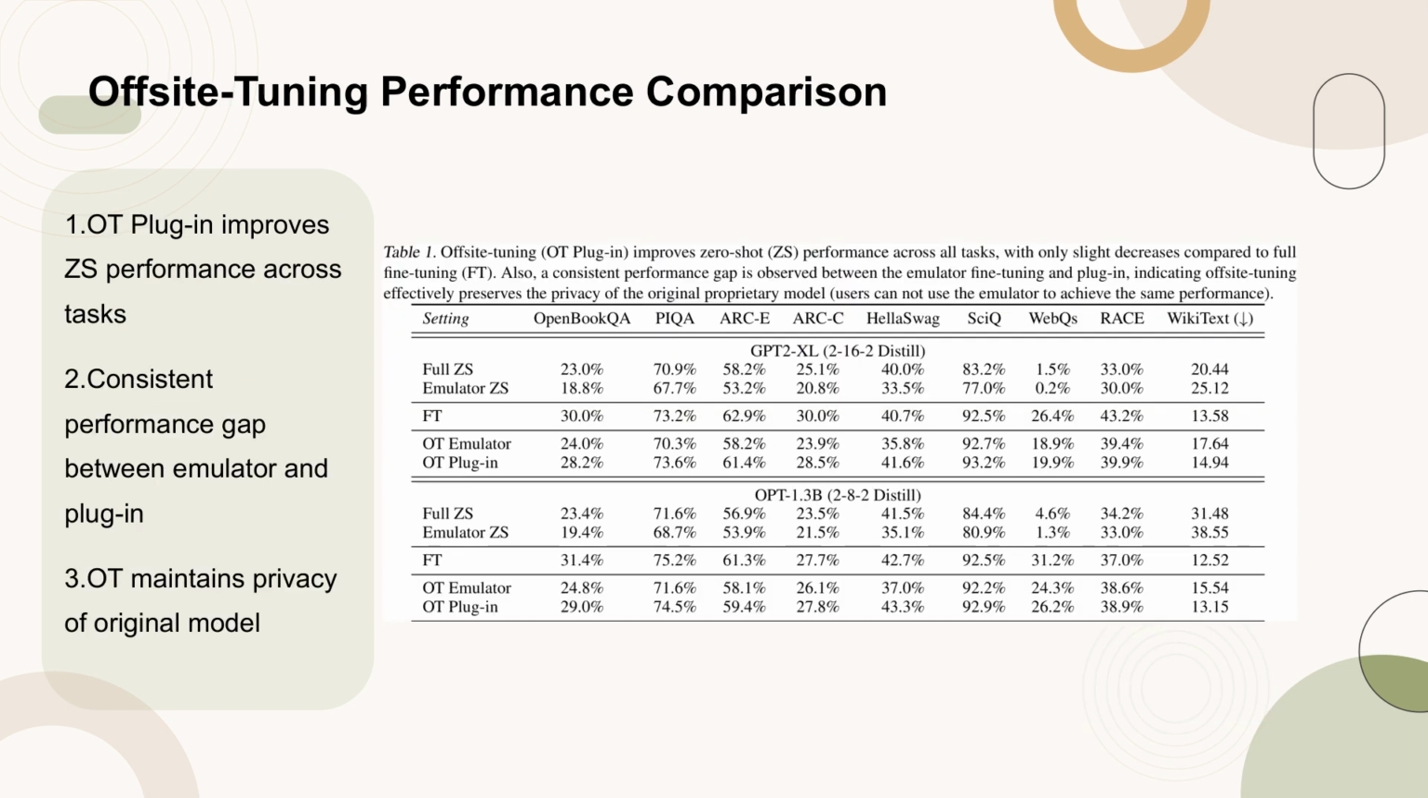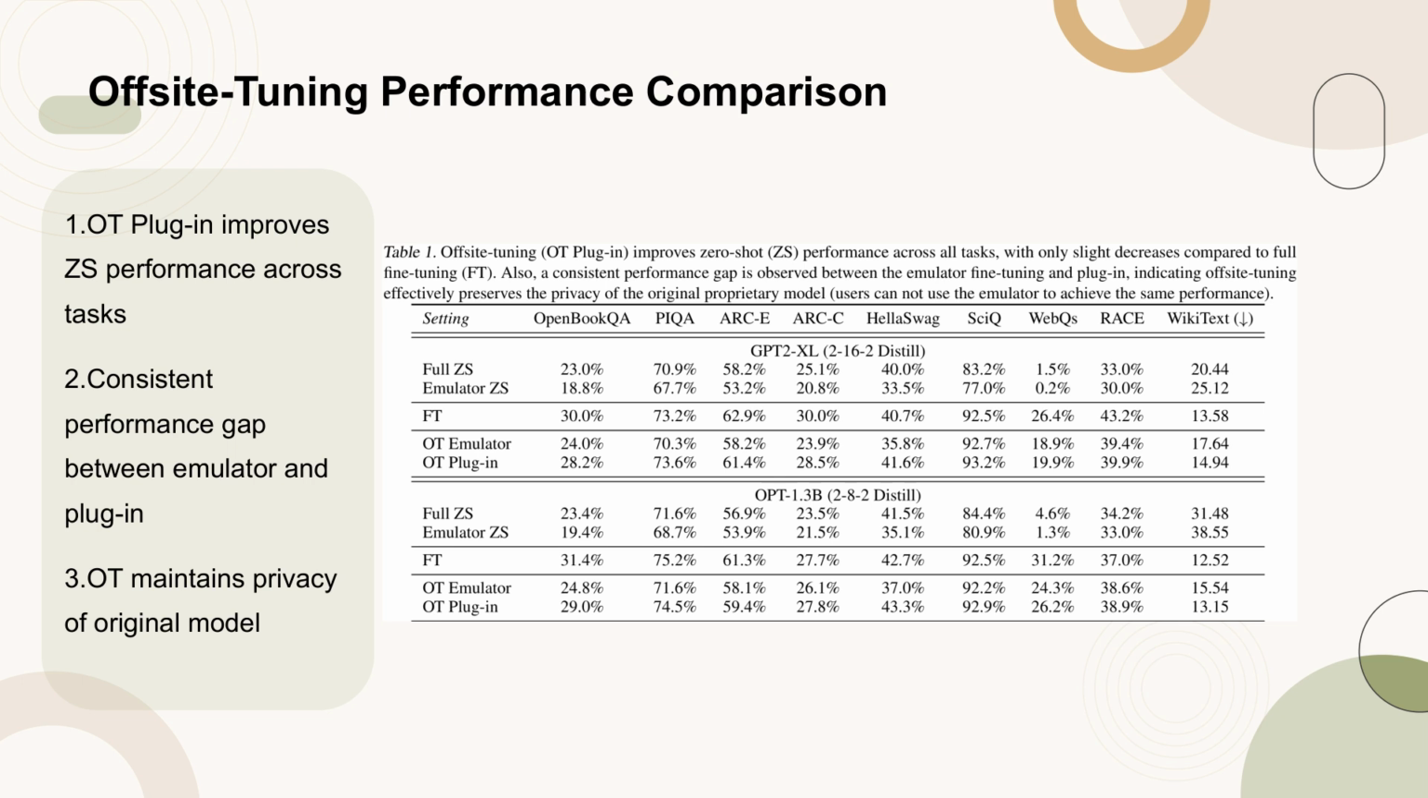Table 1 presents the results of Offsite-Tuning, OT, on various tasks, showing that the OT plugin significantly enhances zero-shot, or ZS, performance across all evaluated tasks. Notably, there is a consistent performance gap observed between the emulator fine-tuning and the plugin, which underscores the effectiveness of Offsite-Tuning in preserving the privacy of the original proprietary model. This means that users cannot achieve the same performance using the emulator alone, thereby safeguarding the original model's proprietary information.